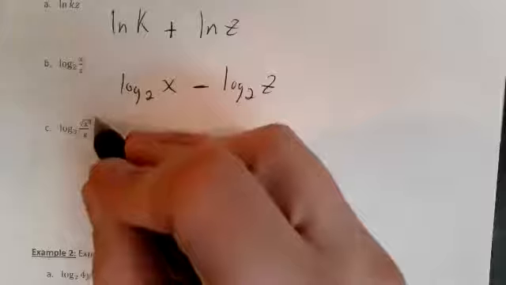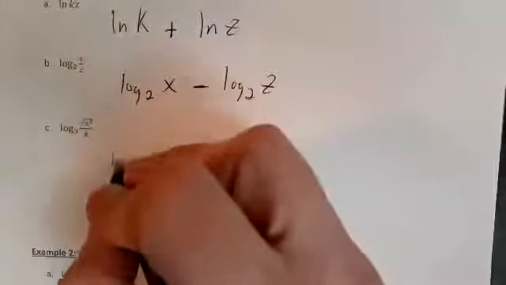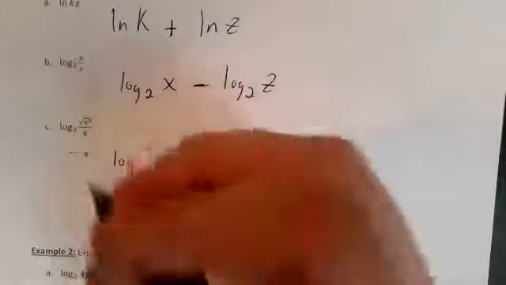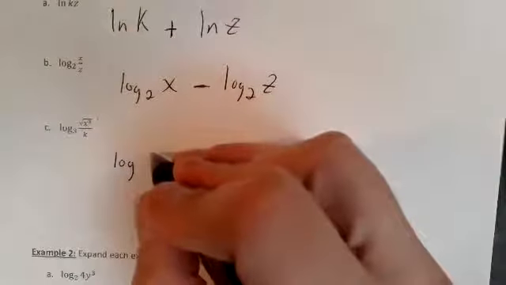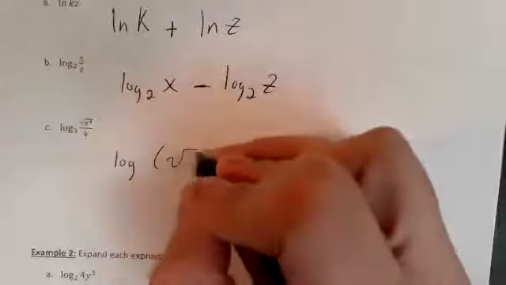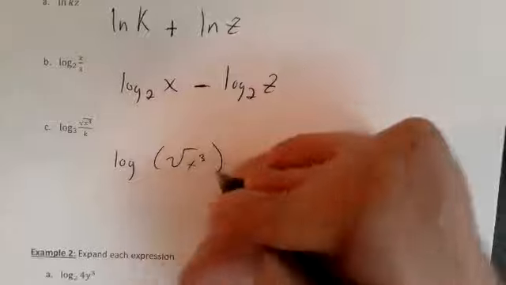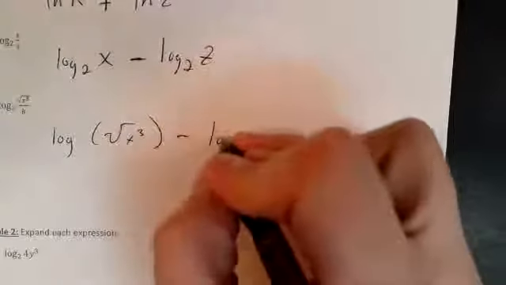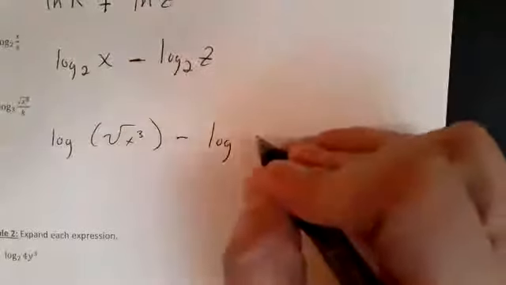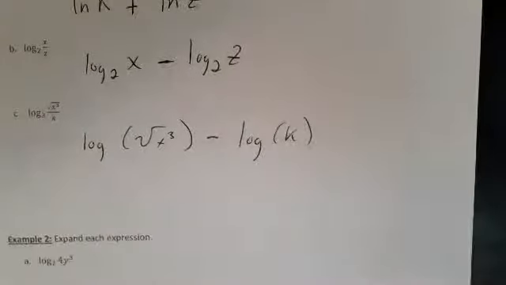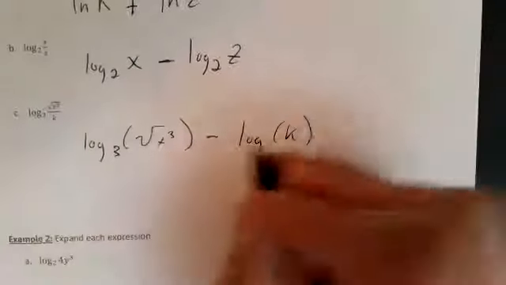If we want to break this thing up, we have to see this division. So I want to do something with this division first. The thing that I'm dividing is square root of x to the third. That's my numerator. My denominator is the k. And this is log base 3.